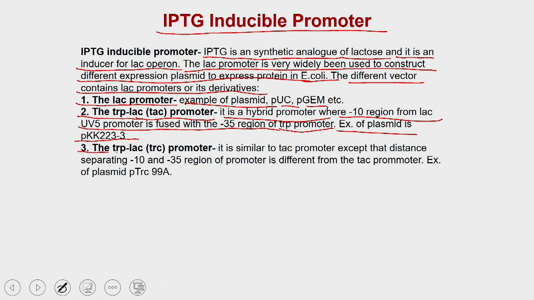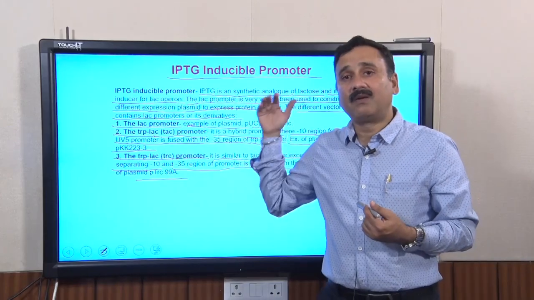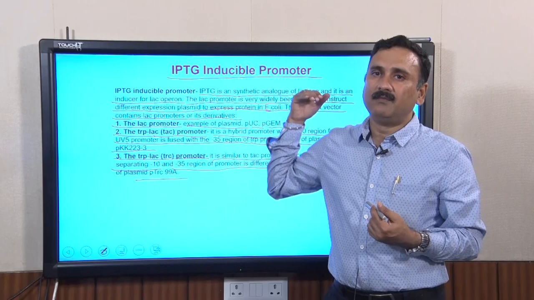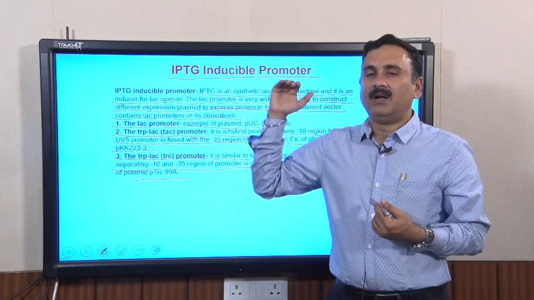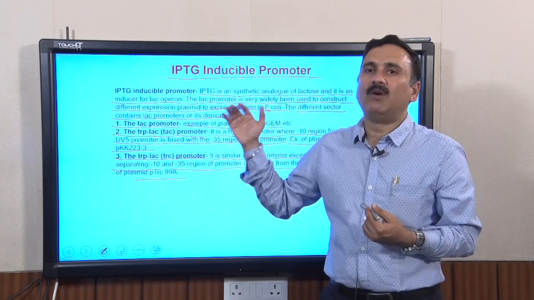Then the third is the TRC promoter. The TRC promoter is the tryptophan lactose promoter, so it is exactly the reverse of this. It is similar to the TAC promoter, except that the distance separating the minus 10 and minus 35 regions of the promoter is different from the TAC promoter. An example in this case is pTRC99A. So, these are the three different types of promoters which work as IPTG inducible promoters, and IPTG is a chemical analog of lactose.